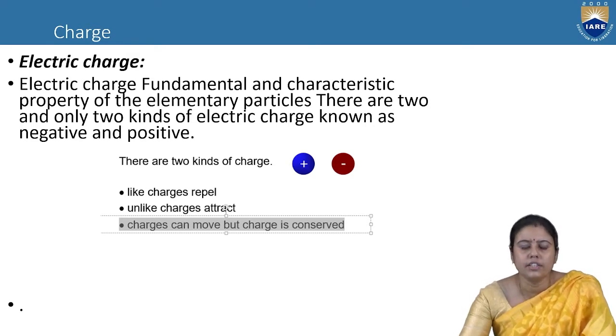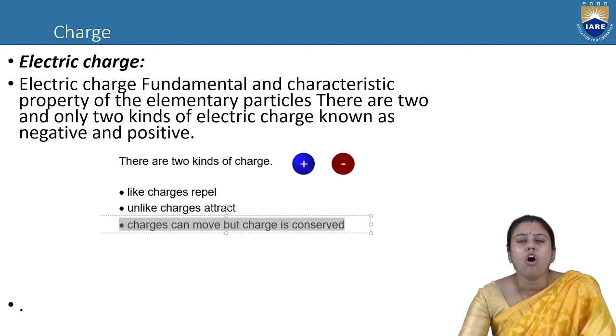What is electric charge? Electric charge is the fundamental and characteristic property of any elementary particle. Electric charge is of two types: one is called positive charge and the other is called negative charge. The positive charge has fewer electrons, and the negative charge has more electrons than the number of protons. Now, we know that like charges repel each other and unlike charges attract each other.